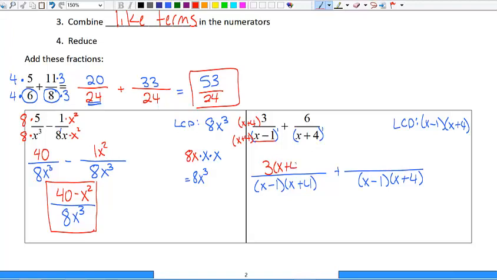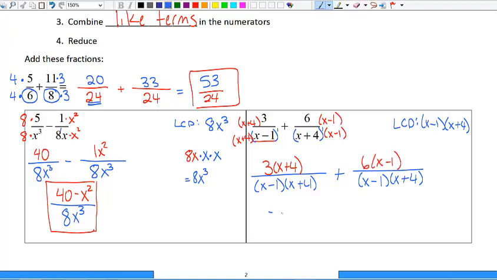Now, I'm not going to multiply this out just yet. I'm just going to write it here for one step, and I highly suggest you do the same thing, especially when it's a subtract problem, because you might have to distribute a negative. So I just practice, don't distribute this out until the next step, and hopefully that'll help you. On the second fraction, we have an x plus 4, and I need an x minus 1, x plus 4. The missing factor there is x minus 1. If you multiply it to the bottom, you need to multiply it to the top.